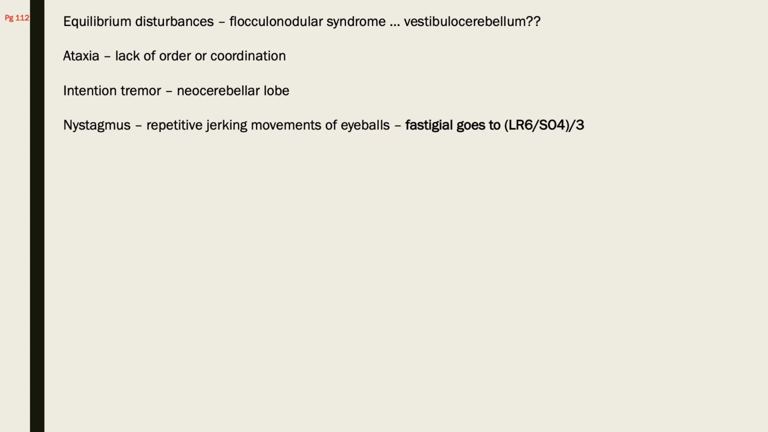So know what these words mean, know what's being affected, and that is all I have for you for the rest of this exam material. So good luck studying.